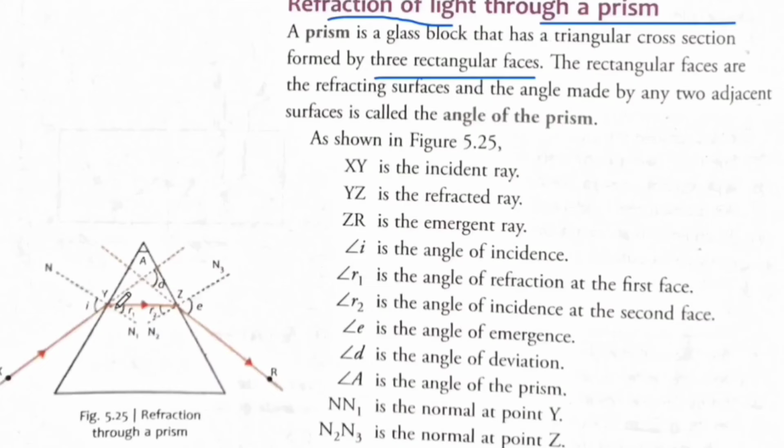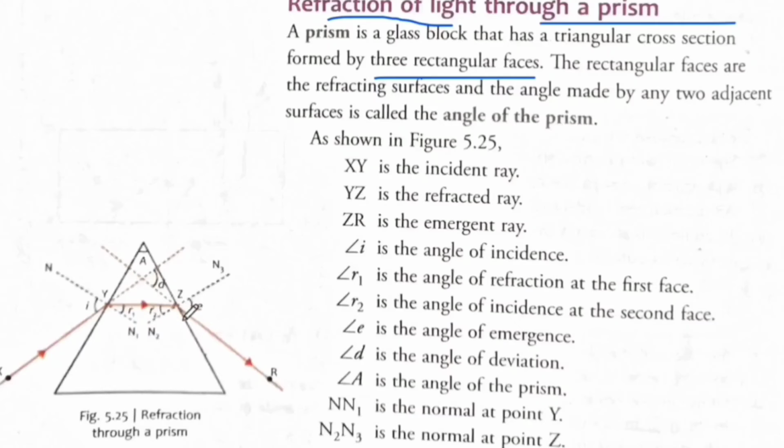First of all, students, I would like to explain the different rays that are drawn here. Students, XY is the incident ray. This is the first ray, the incident ray, and it strikes or enters the prism at point Y. So point Y is the point of incidence at the first face. And this is the normal, N1. Along with this normal, this incident ray XY has made the angle i. This is the angle of incidence at the first face.